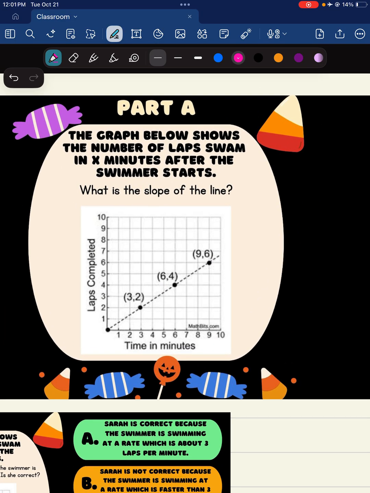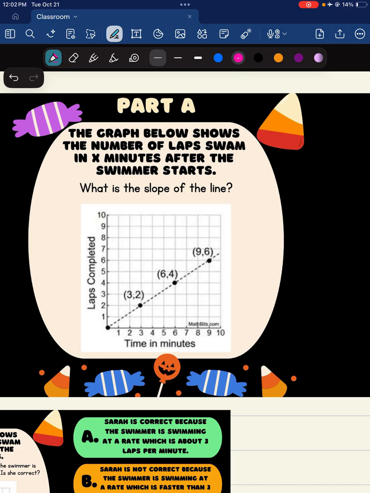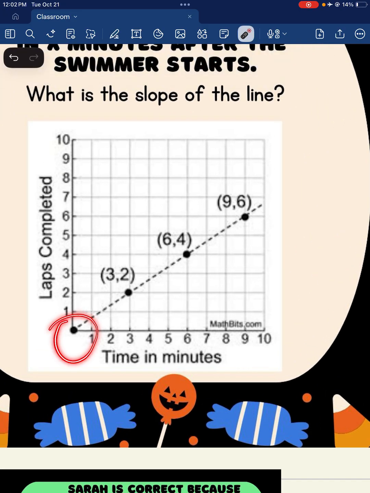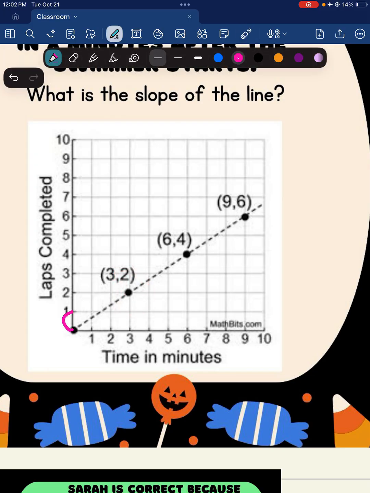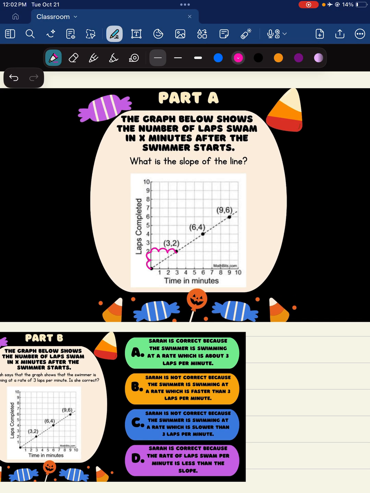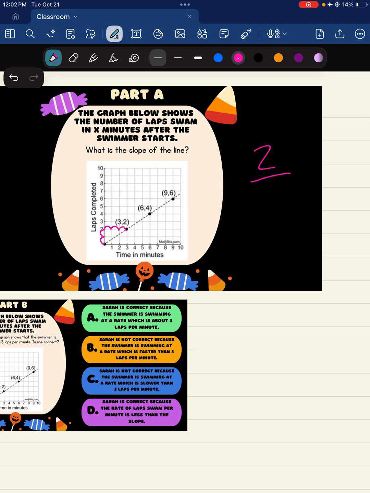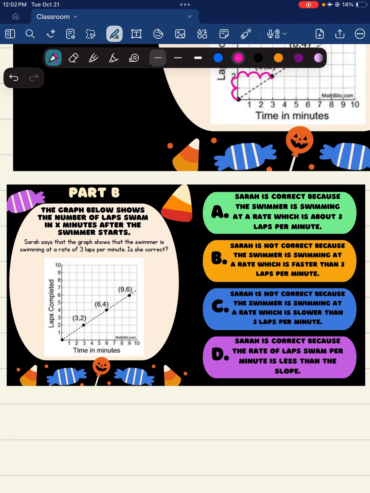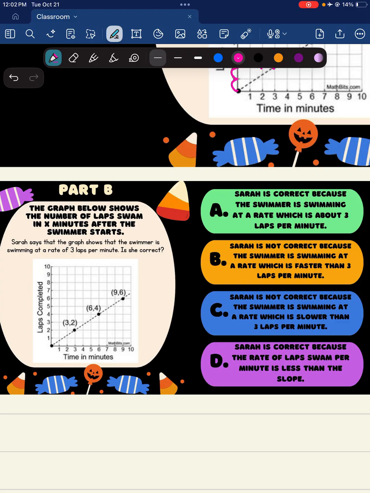So this is a 2-part question. The first part says, the graph below shows the number of laps swam in X minutes after the swimmer starts. We want to know the slope of the line. Remember, slope is rise over run. So we find our dot on the left side, which would be here, and then we go to the next dot, starting by going up. We're going to go up 1, 2, and then over 1, 2, 3. So my slope would be 2/3.